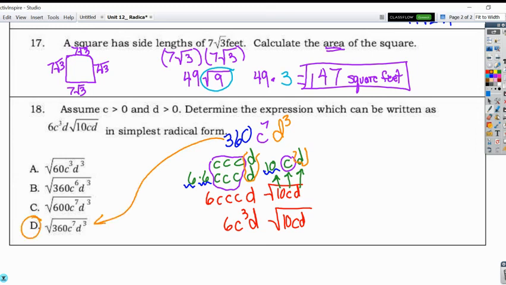So perhaps you also want to think about working that backwards. I hope you're feeling so much more confident with your simplifying radicals and that you're going to do an awesome job on this upcoming test.